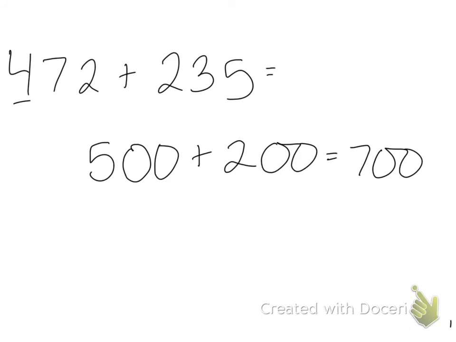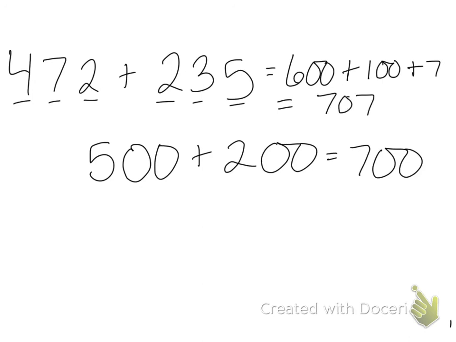So 400 plus 200 is 600. 7 plus 3 is 10, or 70 plus 30 is 100, and then 2 plus 5 is 7. 600 plus 100 plus 7 equals 707. So my answer is very close to my estimation, which means that I'm probably correct.